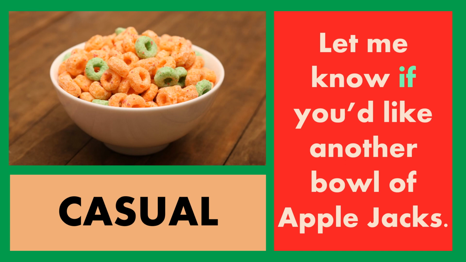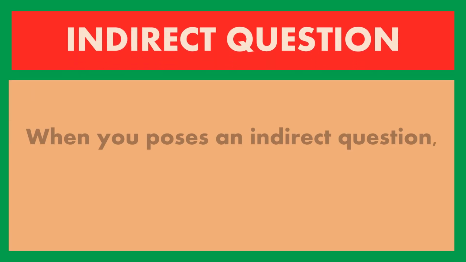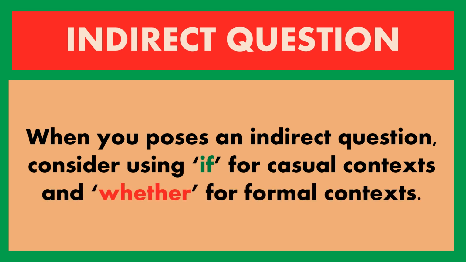Example, for a casual context, you're sitting down for breakfast with the family, you might say, let me know if you'd like another bowl of Apple Jacks. Whether or not they need one, yes or no. And it's a casual context, so we use if. However, maybe you're writing a study about Apple Jacks. So you might instead say, the study examined whether Apple Jacks improved academic performance. When you pose an indirect question, consider using if for casual contexts and whether for formal contexts.